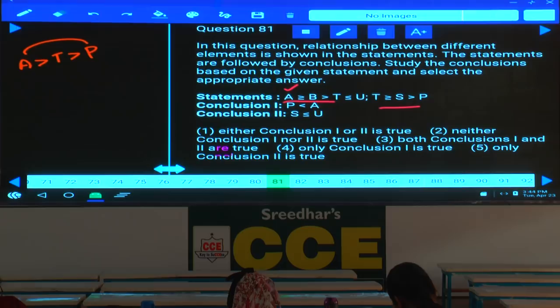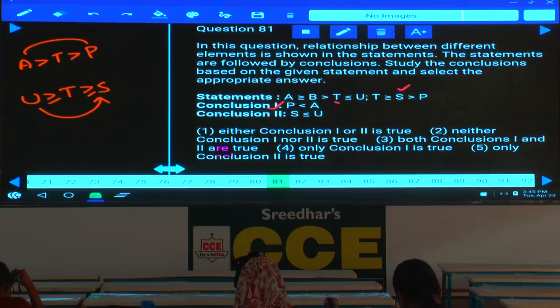Then coming to the second one. Now in the second one, S and T, T and U. The letter which is common is T. Now T greater than or equals to S. And in the next one, T lesser than or equals to U. That means U greater than or equals to T, and T greater than or equals to S. Now between U and S, U greater than or equals to S is true. That means S lesser than or equals to U is also true.